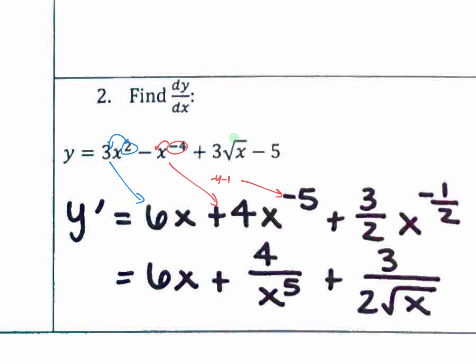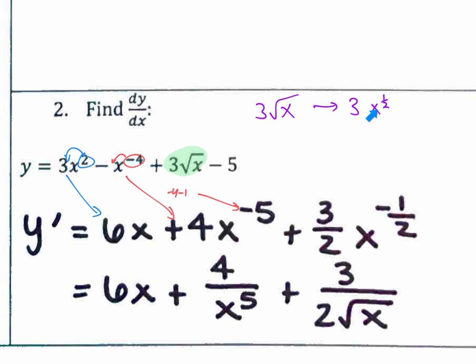The radical term is where some people get confused, though. So 3 times the square root of x can really be written as 3 times x to the 1/2 power. I am allowed to write radicals, and in fact, it's going to be in my best interest to do so. I'm allowed to write radicals as rational exponents, so exponents with fractions. Once we have that, it becomes the same process. 1/2 times 3, that's 3/2. And then 1/2, take 1 away, gives you an exponent of negative 1/2.